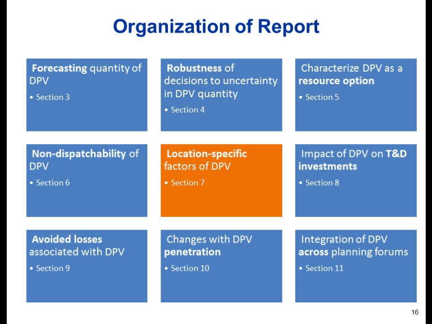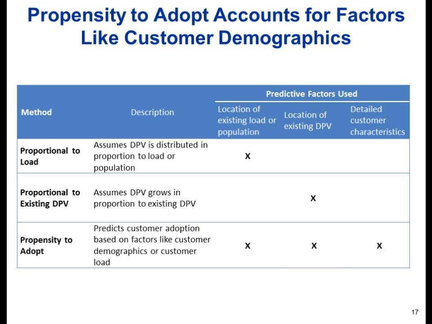Now I'll move on to predicting the location of distributed PV adoption, which, in addition to the quantity and timing, is important in transmission and distribution planning. On slide 17, we see that we found 3 general approaches for trying to assess where distributed PV adoption will occur. Some of the planners assumed that distributed PV adoption would occur in proportion to the load. Others assumed that places that have seen adoption of distributed PV would see the most in the future. And then a few used characteristics of customers to help them predict where adoption would occur.